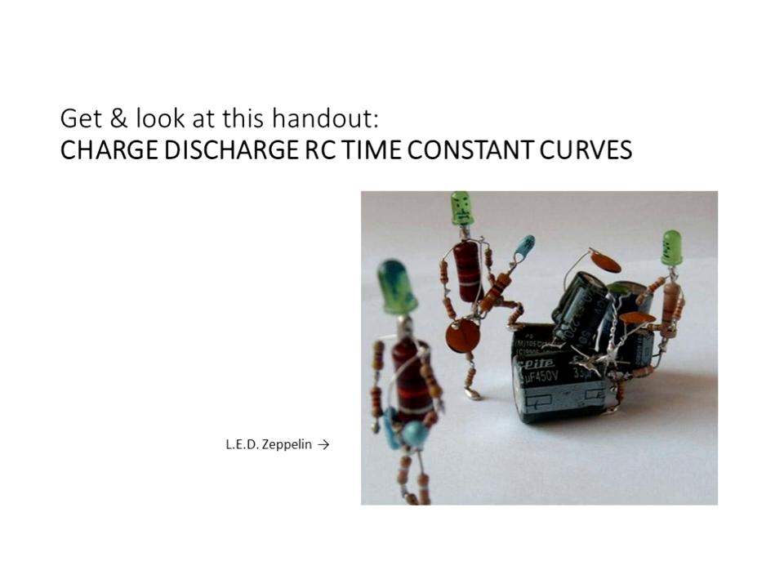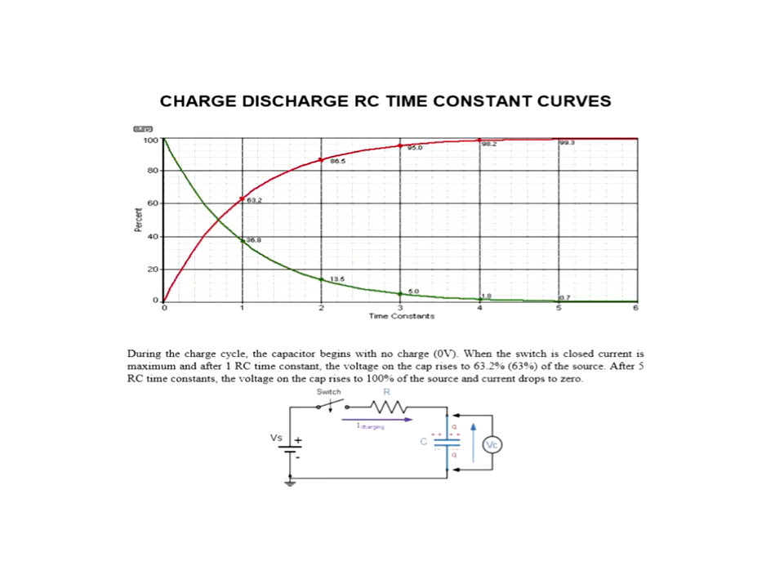All right, get and look at this handout here, the charge-discharge RC time constant curve. I think I put that in your handouts, but here's what it looks like right here. So what this is showing you is whenever you put a capacitor in series with a resistor, it always takes a certain amount of time for the capacitor to fully charge or fully discharge. That's what this is getting at.